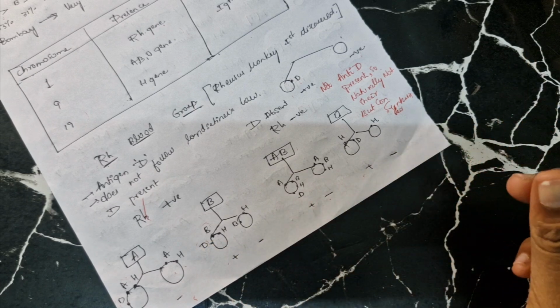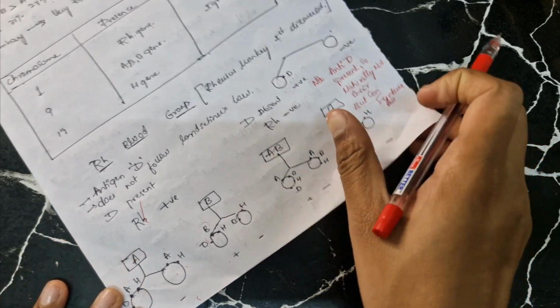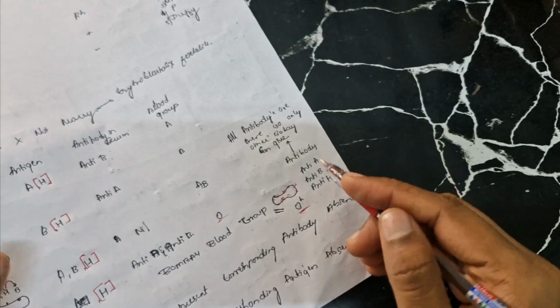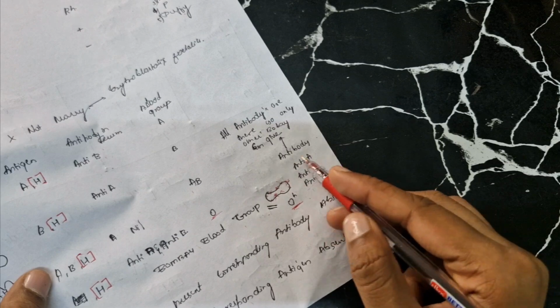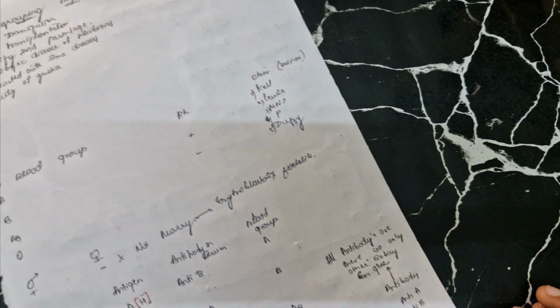In the case of Bombay blood group there won't be the H gene also, and all antibodies will be there, as I already told. Anti-A, anti-B and anti-H will be there in the plasma of the Bombay blood group. This is all about blood grouping.